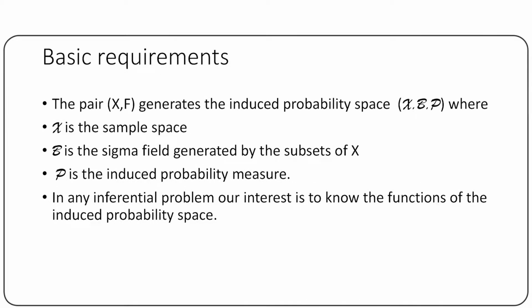Then the pair X and F generates the induced probability space with elements: sample space, the sigma field generated by all possible subsets, and a probability, that is induced probability measure. So, we first explain the notion of an induced probability space. The term induced usually refers to a real valued function defined on a probability space. The real valued function then induces a probability distribution, whereas the original probability space may be different. In any inferential problem, our interest lies in knowing functions of the induced probability space.